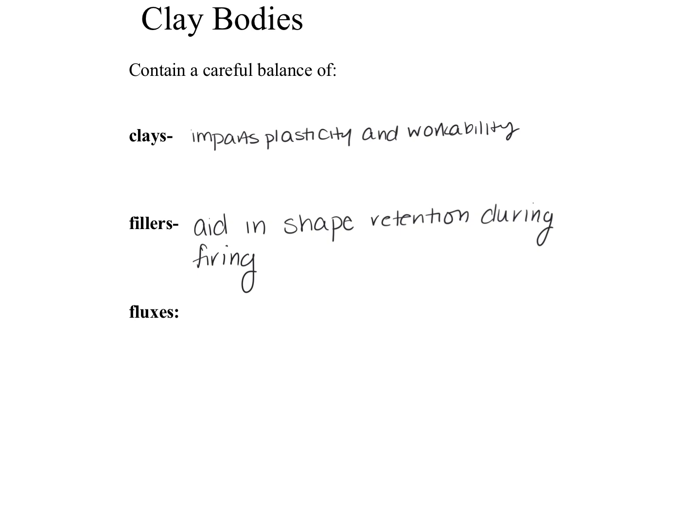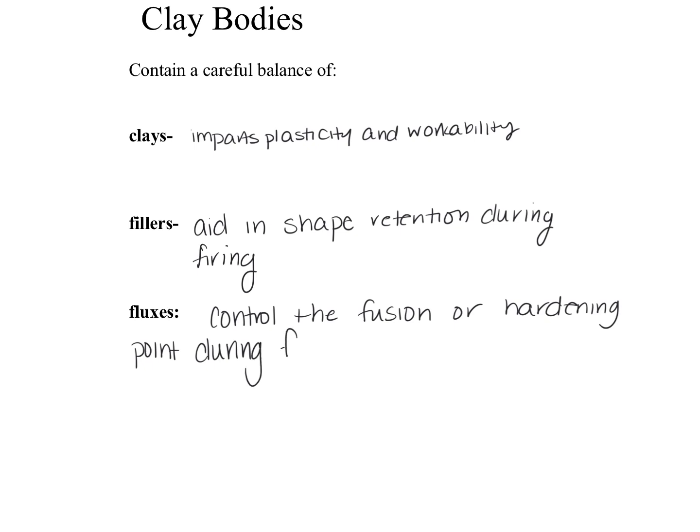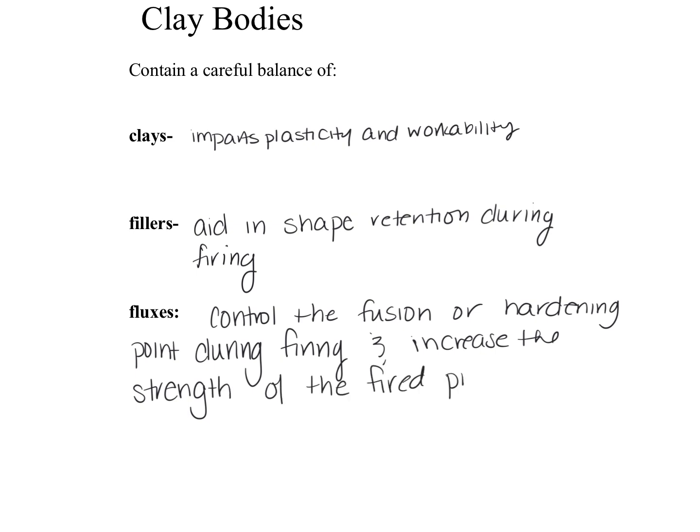Then we also have fluxes. Now we had fluxes in the glass module as well. And so what the fluxes do here is they control the fusion or hardening point during firing. And what they do is they increase the strength of the fired product.